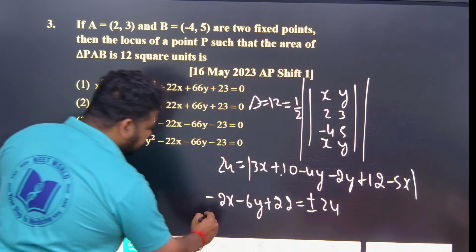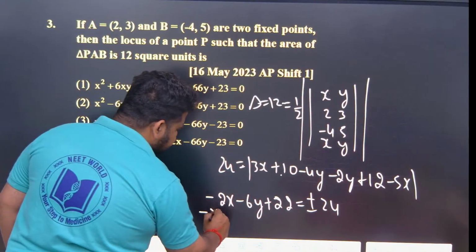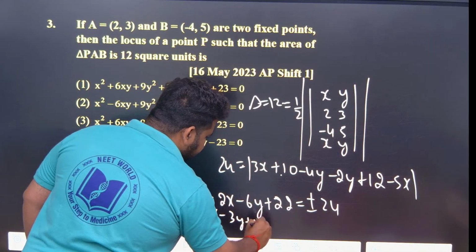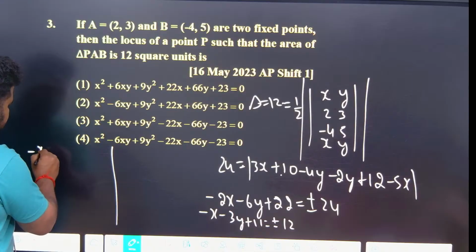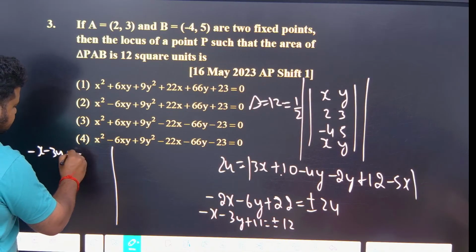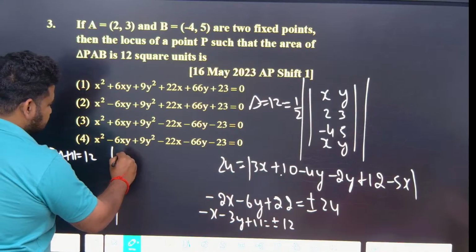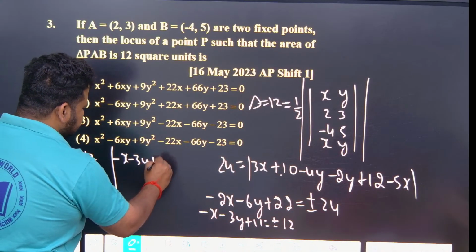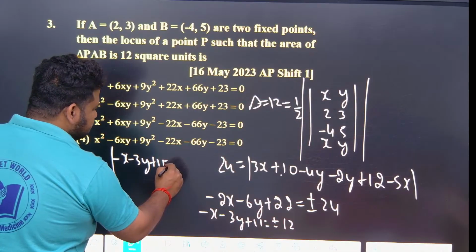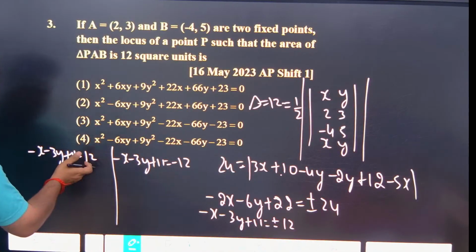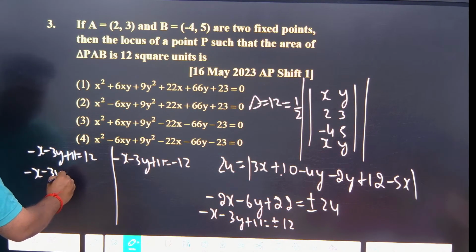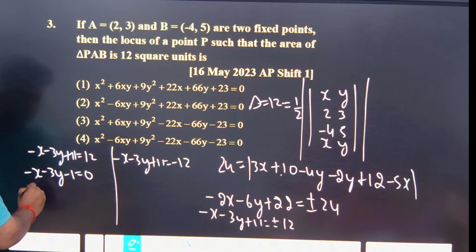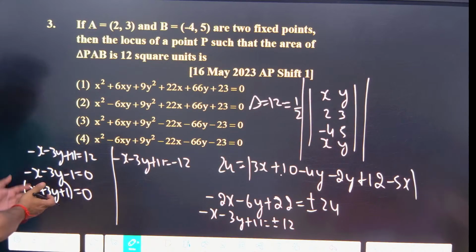First thing, I can divide all of this by 2: minus x minus 3y plus 11 is equal to plus or minus 12. So one is minus x minus 3y plus 11 is equal to 12. Another one is minus x minus 3y plus 11 is equal to minus 12. Now this 12 I will bring to this side, so this will become minus x minus 3y minus 1 is equal to 0, or I can write it as x plus 3y plus 1 is equal to 0.